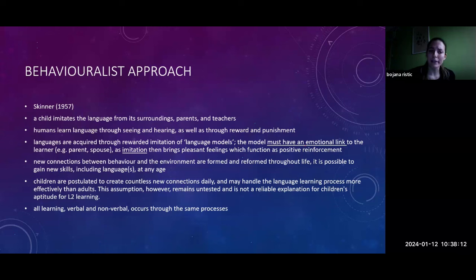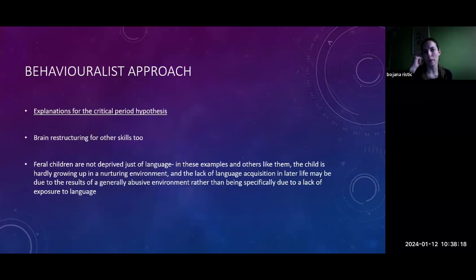But then when it comes to the question of how they would explain the critical period hypothesis, they are saying, well, it's not that these feral children who are past the critical period just do not acquire language. They are deprived of many other things, they're deprived of a nurturing environment, right? So the lack of language acquisition in the cases of girls such as Genie might come not just because language is special, but because they didn't have other important factors, such as interaction, such as generally being in an abusive environment, etc., right?